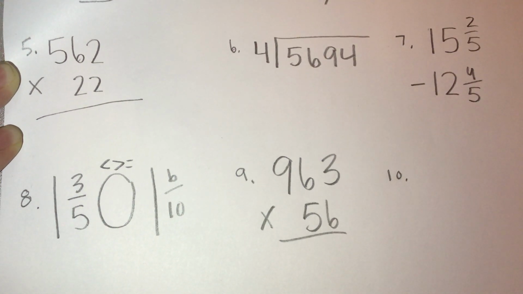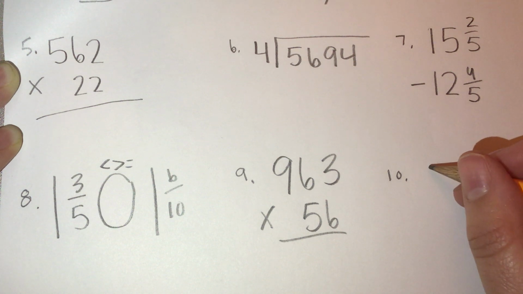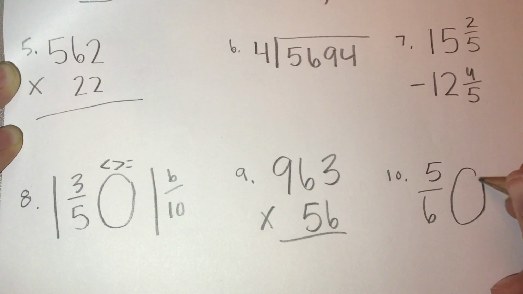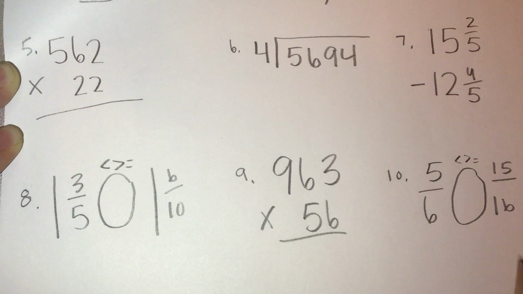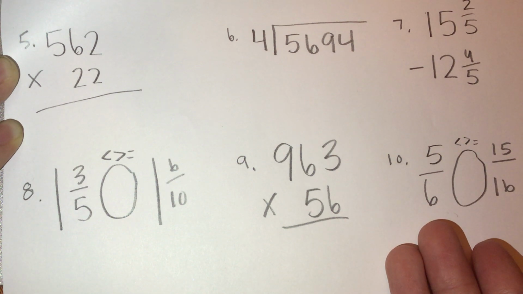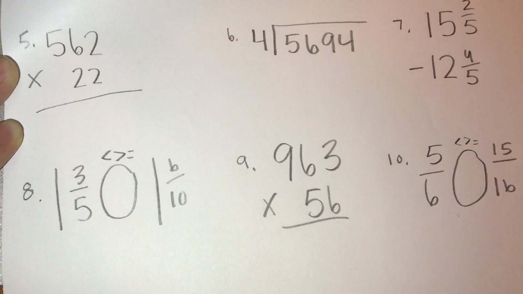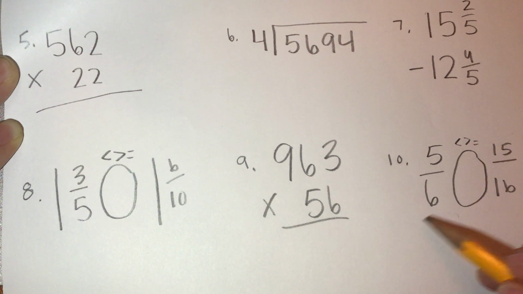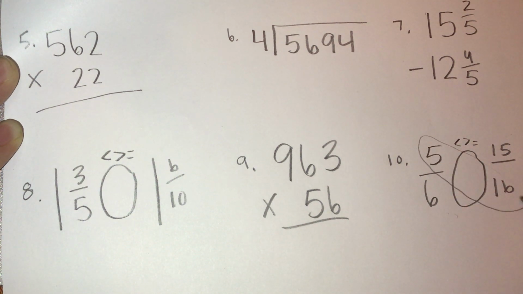And number 10, let's do some more comparing. 5/6 compared to less than, greater than, or equal to 15/16. So this is one that you guys are going to have to do some side work because I can't do 15 times 6 in my head. And I can't do 16 times 5 in my head. So I'll need to put some side work down here. And remember, you guys can do the butterfly strategy for this one.